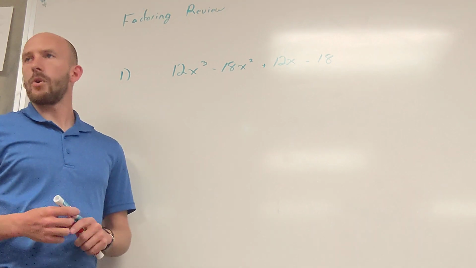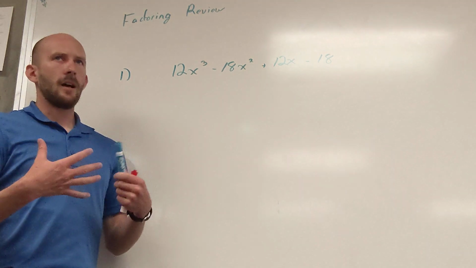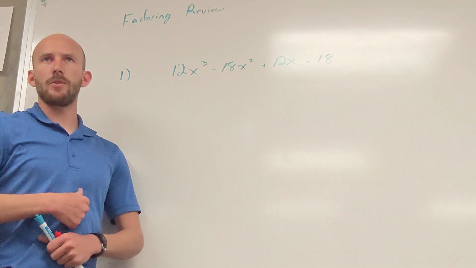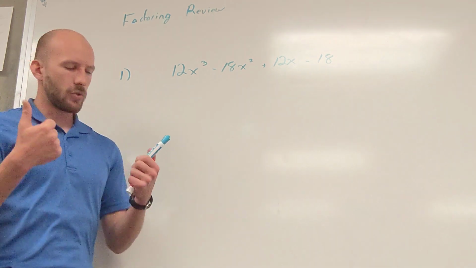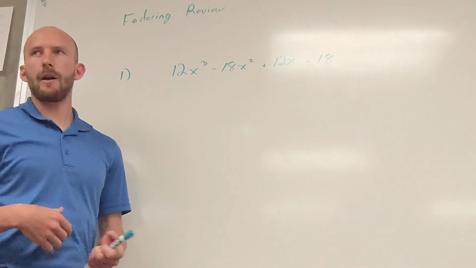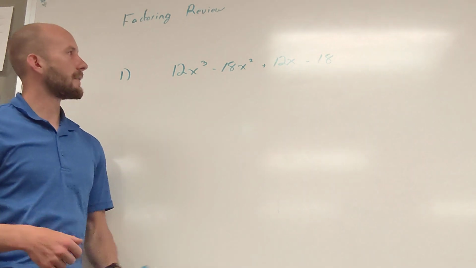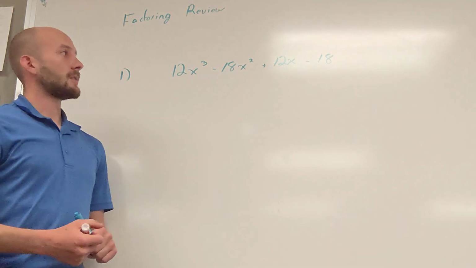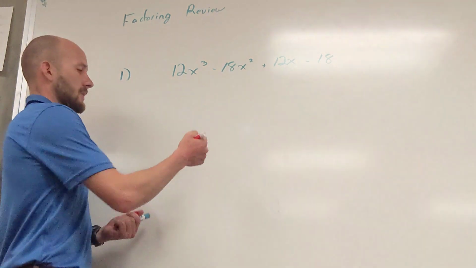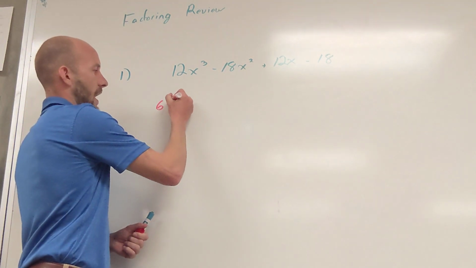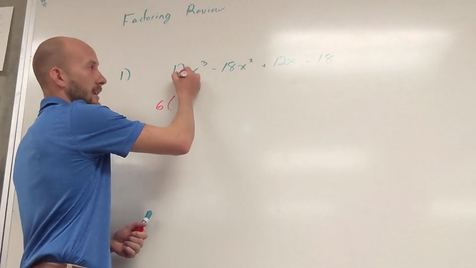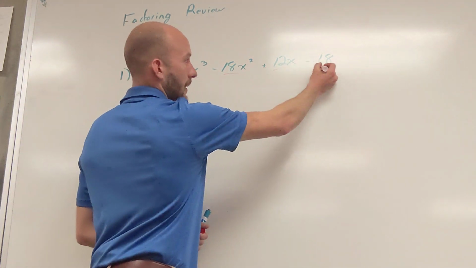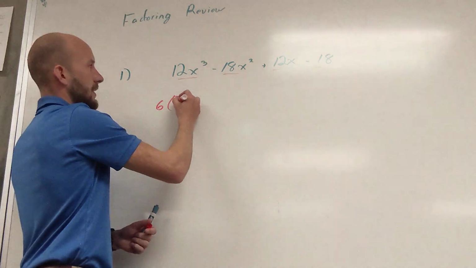All right, so if I take a look at this, very, very first thing I should always do is what? Check for a greatest common factor. Every single time, every problem. Is there a GCF? 6. There is a GCF of 6. So factor out a 6. That means I divide every term by 6.